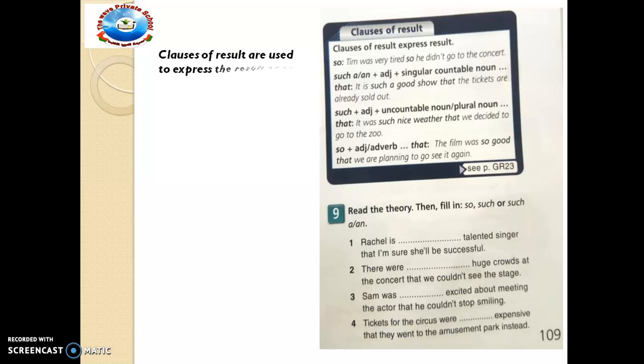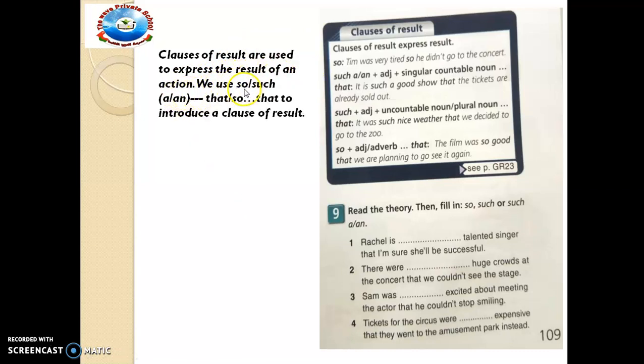But before then, we want to understand what clauses of result are. Clauses of result are used to express the result of an action. We use so or such, such a or such an, that, to introduce a clause of result. So get this right. Then we can now do the exercise. Okay? Here comes number 1: Rachel is such a talented singer that I'm sure she'll be successful. Did you get that right?